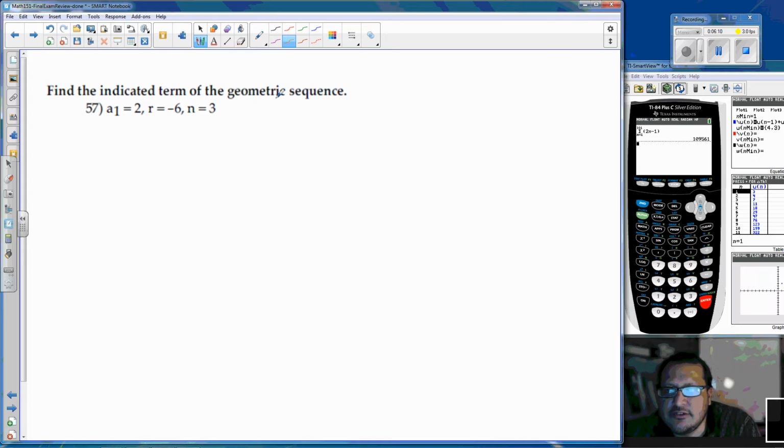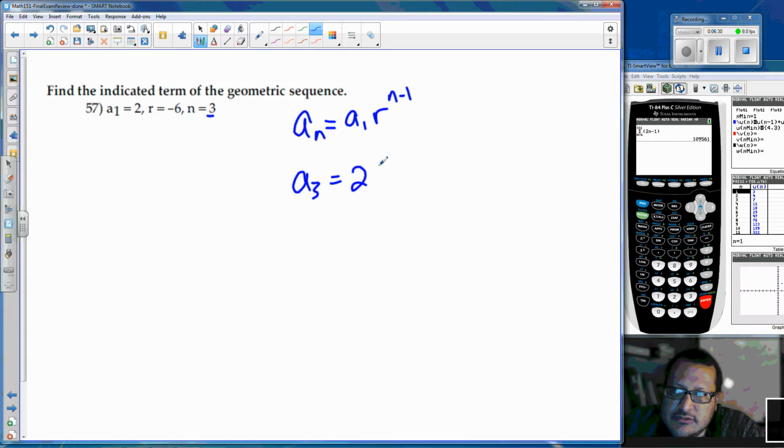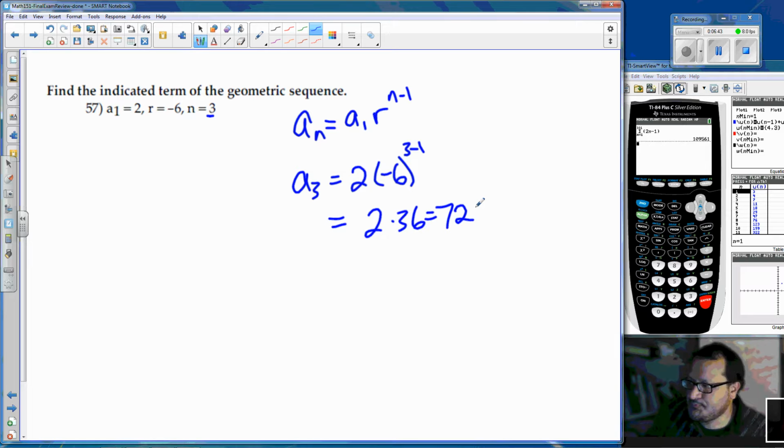Find the indicated term of the geometric series. The geometric sequence is a sub n equals a sub 1 times r to the n minus 1. So a sub 3 right here equals a sub 1, which is 2, times r, which is negative 6, to the n minus 1, which is 3 minus 1. That's 2 times 6 squared, which is 36, and that's 72. So a sub 3 equals 72.